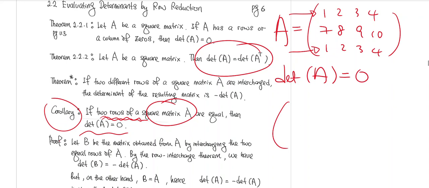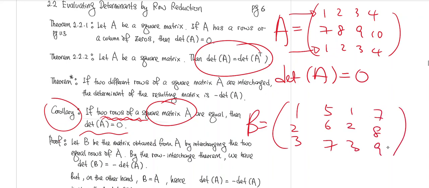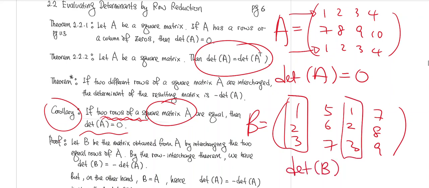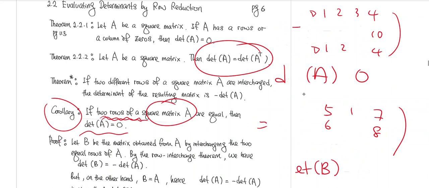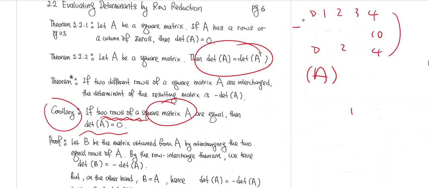Same with the columns. So let's say you have a matrix B. So you have 1, 2, 3, 5, 6, 7, 1, 2, 3, 7, 8, 9, 10, 7, 8, 9. Then because this matrix B has 2 equal columns, immediately you know that the determinant of this matrix B is 0. That is what the corollary says. Now, how do you know this is true without even going through the computations or cofactor expansions? This can be explained pretty easily.